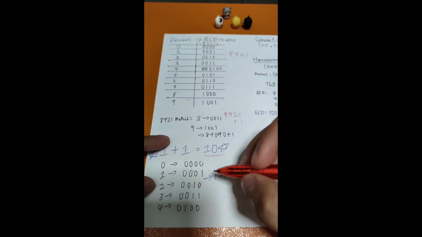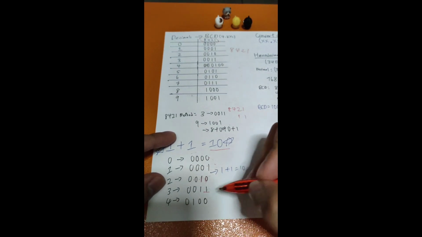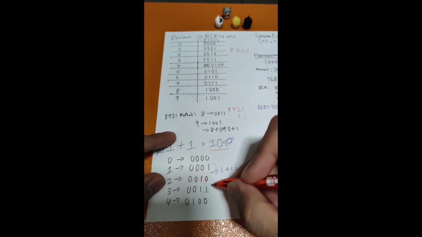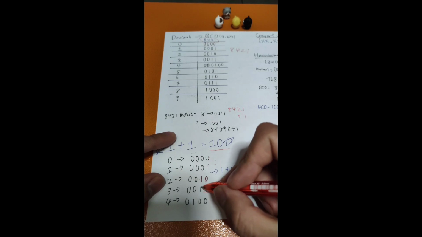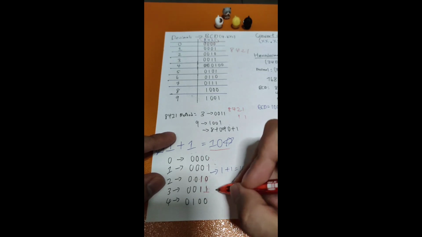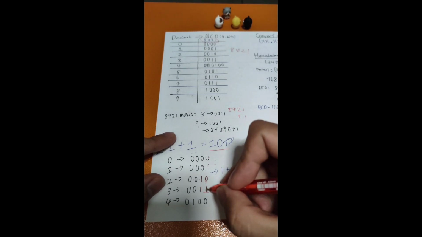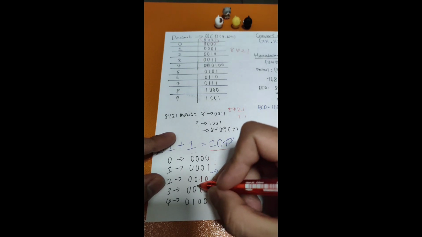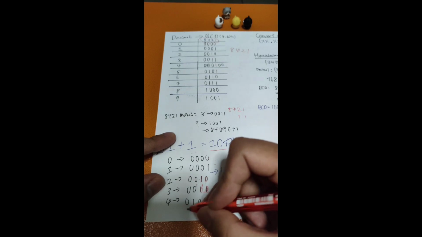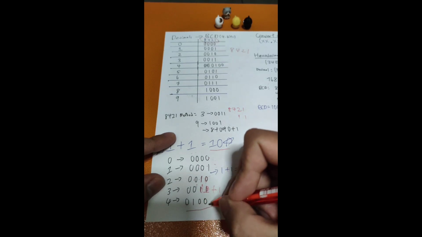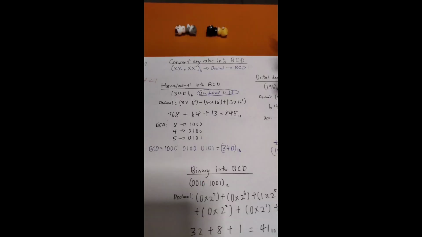Continuing with 3, we add another 1 in here. Until 4, this position is already occupied by 1, and this one is also occupied by 1. So if we add another 1 here, it's full. So 1 plus 1 equals 10. The 10 will be here, and we put another 1 up here, since 1 plus 1 is 10. Then we get 0100 for our number 4. So we have covered how to calculate the BCD.